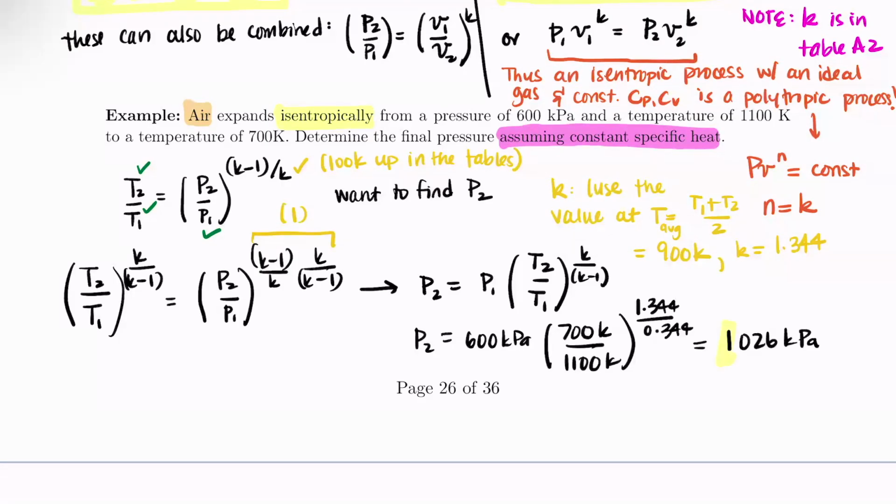All right, so again, just make sure your temperatures are absolute here. Any questions on the use of that equation? It's not too bad. All right, cool.